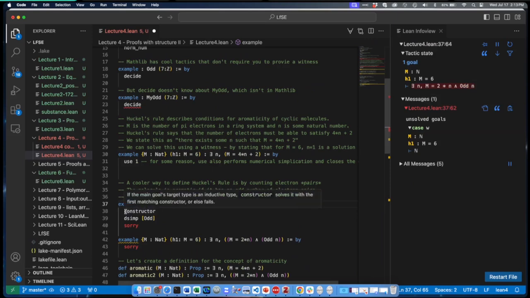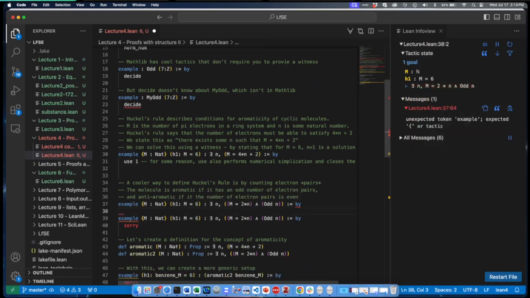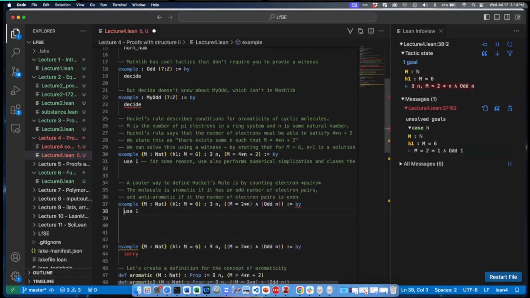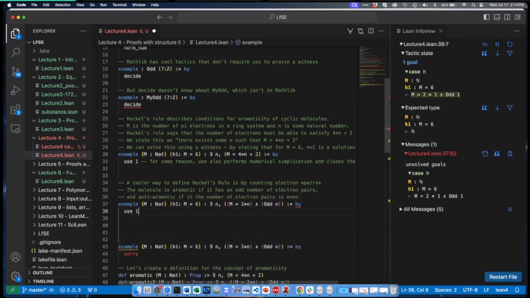We are going to use 1. Okay, now we are on the right track. We've simply replaced n in both sides of the and statement with 1. Now what should we do?